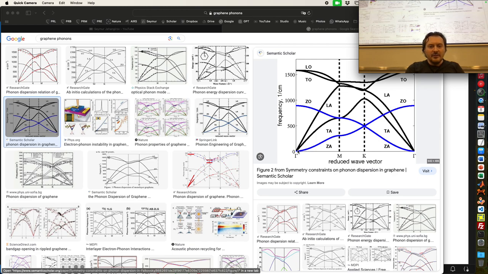Notice that one of the acoustic modes actually has zero velocity. Do you see? There are two acoustic modes, one like this, one like that. And the other one is actually quadratic. It starts like this. Now, what can be the reason? Is it along the axis? Exactly. Along the z-axis, graphene cannot propagate anything. So the sound velocity in that direction is zero. So it starts not linearly, but quadratically. Okay? Lots of things that you can learn, right?